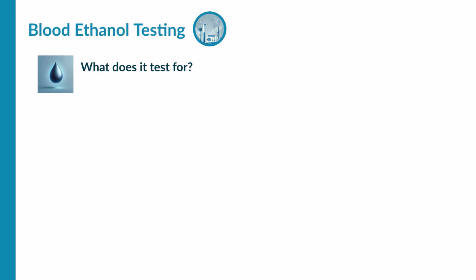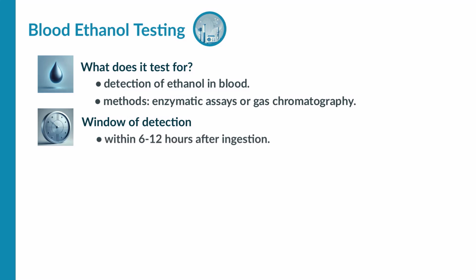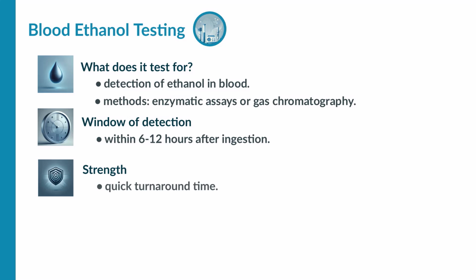The first test, blood ethanol testing, is a test that most clinicians will already be familiar with. What it tests for specifically is ethanol in a patient's blood sample, which is done either via enzymatic assays or gas chromatography. The window of detection for this test is approximately 6 to 12 hours after ingestion. The strengths of blood ethanol testing are that it has a pretty quick turnaround time in relation to some of the other tests we'll talk about.